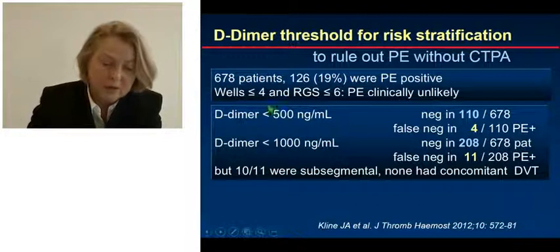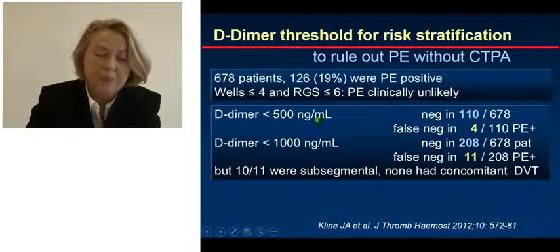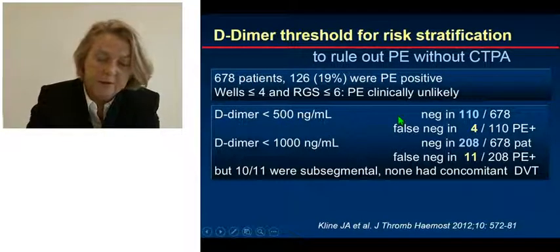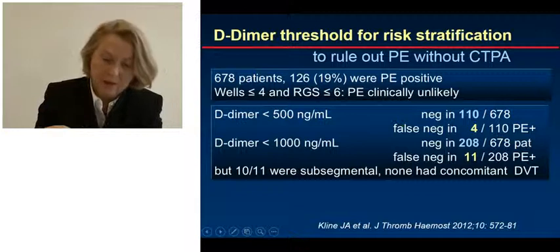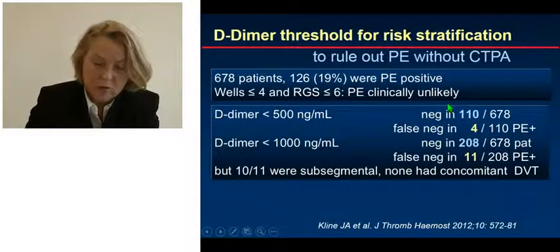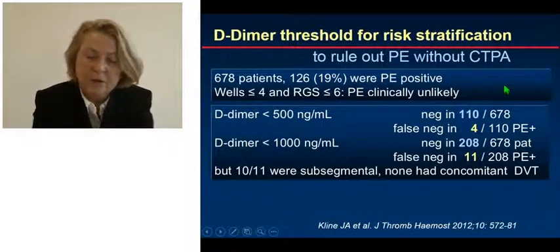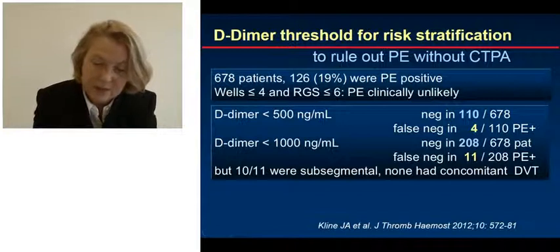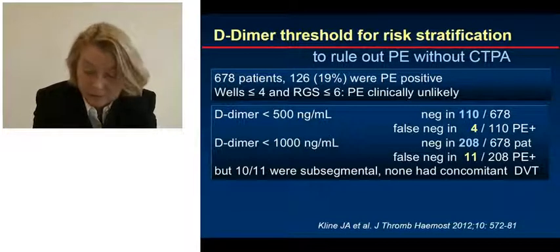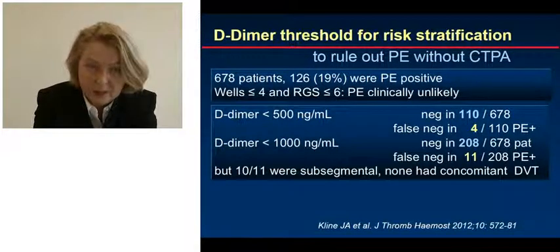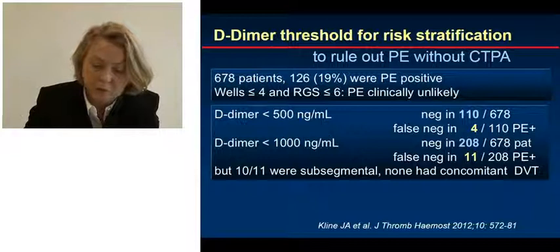Then they looked at this classic D-dimer test, and if that would have been done consequently in that particular patient group, then they would have spared 110 CTPA studies because they had been negative, at the expense of that there had been 4 patients which actually had pulmonary embolism.